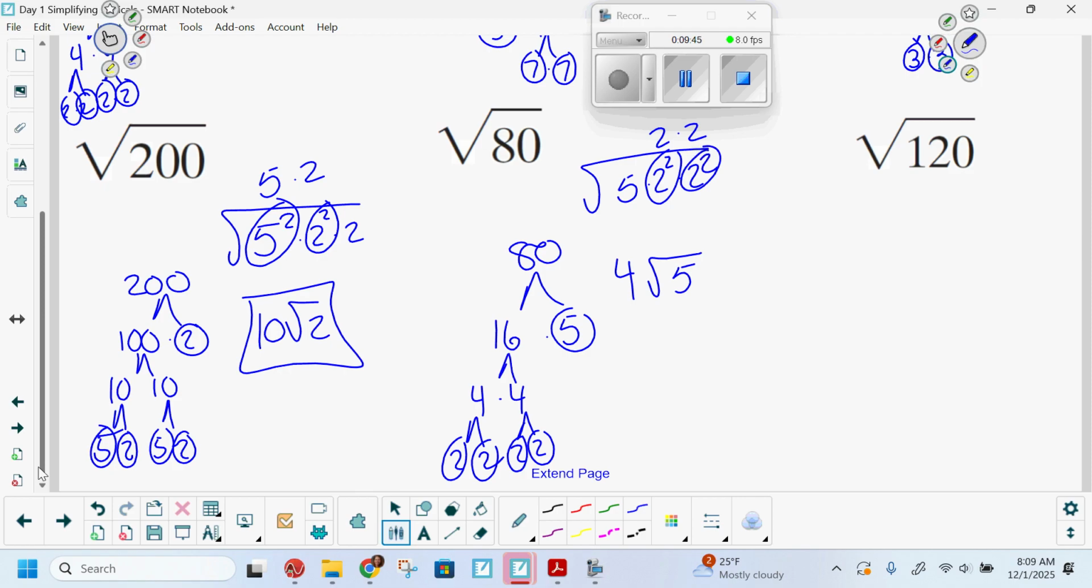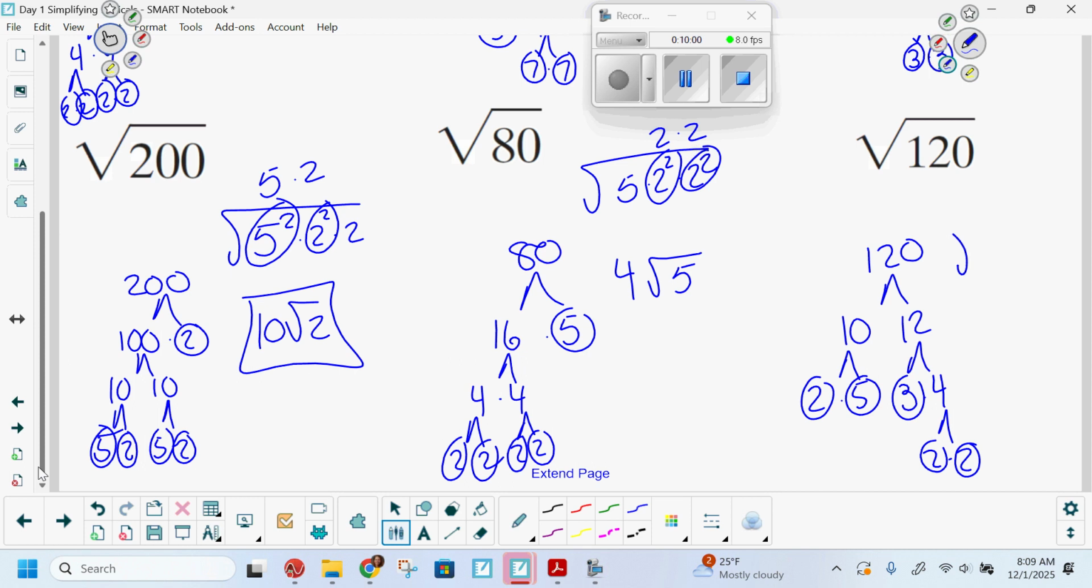And then 120. Let's break that down into 10 times 12. And then 3 times 4. And then 10 can be broken down into 2 times 5. All right, so let's see what I have. I've got a 2 squared, I've got a 3, I've got a 5, and I've got a 2. So looking at this, I can see the 2 comes out, but the 3, 5, and 2 here all stay together under the radical, so I'm going to multiply them back. So I've got 15 times 2, which is 30. So whatever's left under the radical, if it's more than one number, just multiply it back.